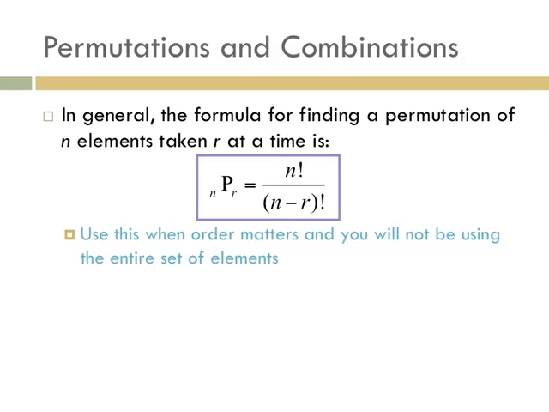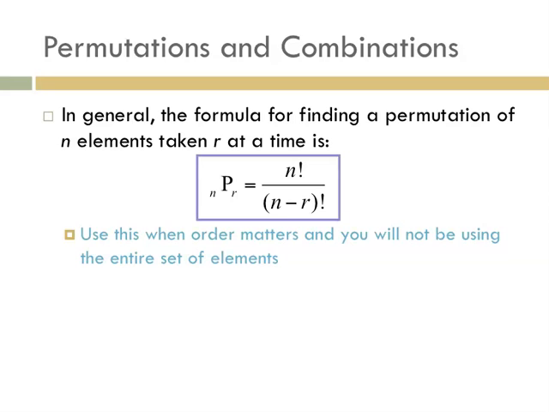Now, if r is equal to n, what ends up happening? You end up with n minus n, which is 0, in the denominator, and 0 factorial is equal to 1, which means n permute n is just equal to n factorial. So you can absolutely use it when you are taking all the elements. It's just a little bit longer. It's a little bit easier if you just remember that if you are using the entire set of elements, it's just n factorial, but it still works in this formula.